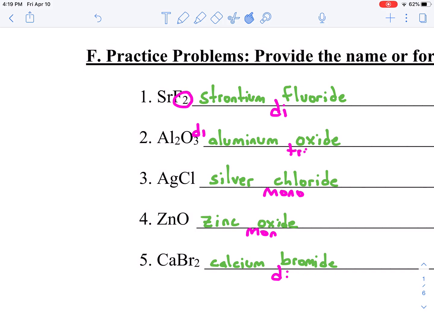So it turns out that the only way you can ever put together something like Sr and F is with 2 Fs and 1 Sr. So let's think about why that is. If you look at strontium on the periodic table, it's in the second column.